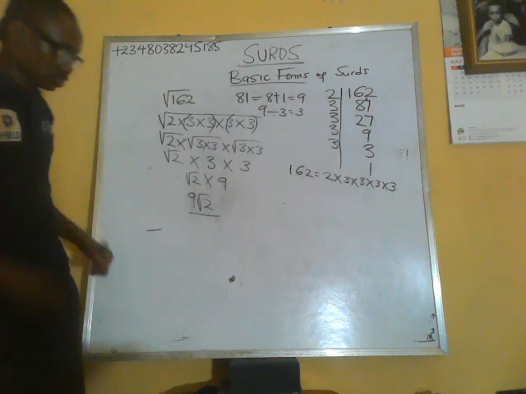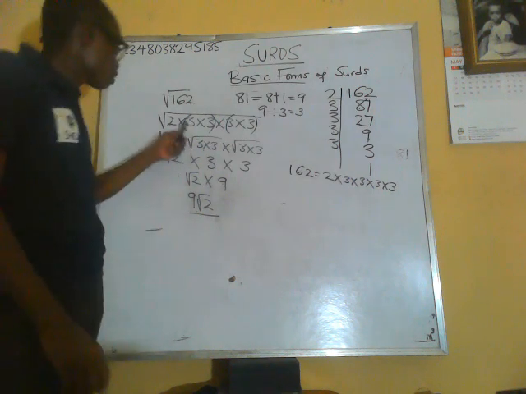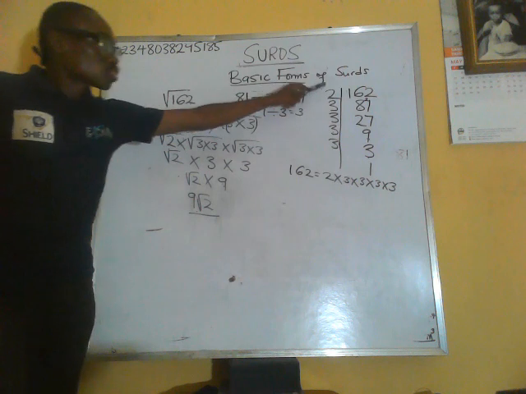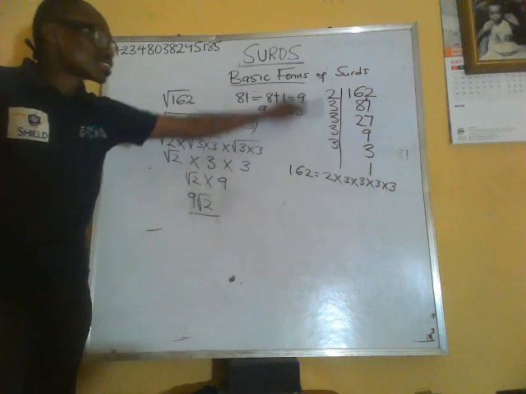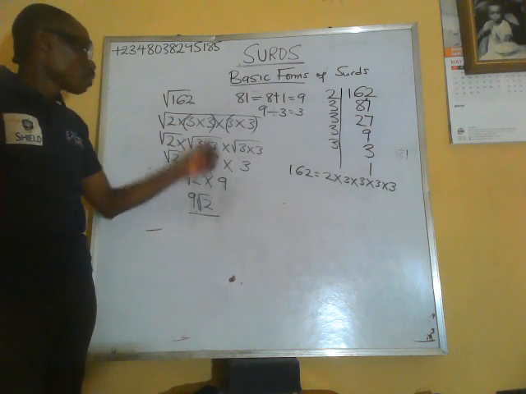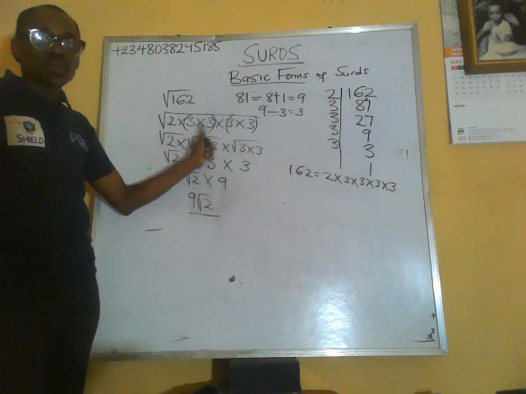Okay, so we'll take 1 or 2 more examples before we close up on the basic form of surds. So I believe this is understood. We use a factor method to break down the numbers into factors, and then we pair the ones that have pairs.